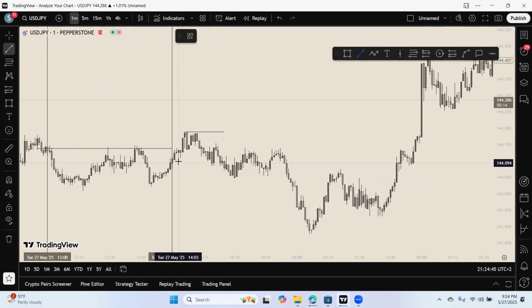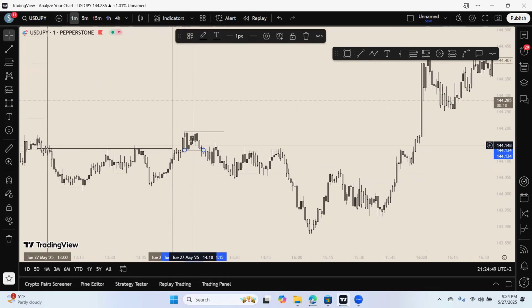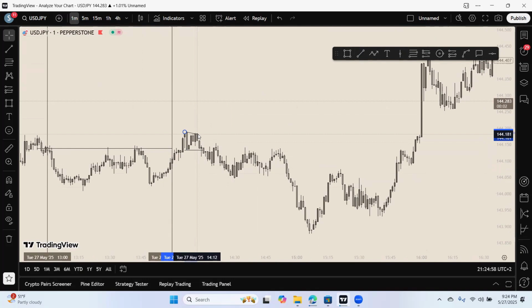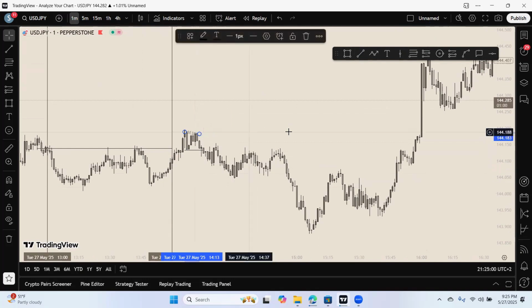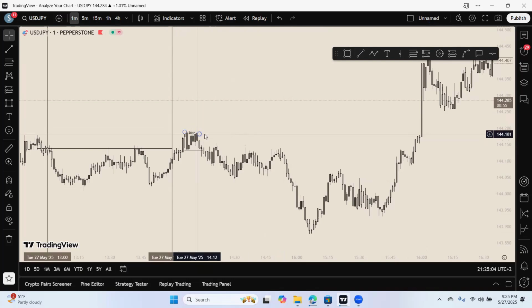Then our low, which is this one over here. The market went up, tried to go up over here, but then it failed to break this high over here, which we can call our SMT on the 1 minute time frame.